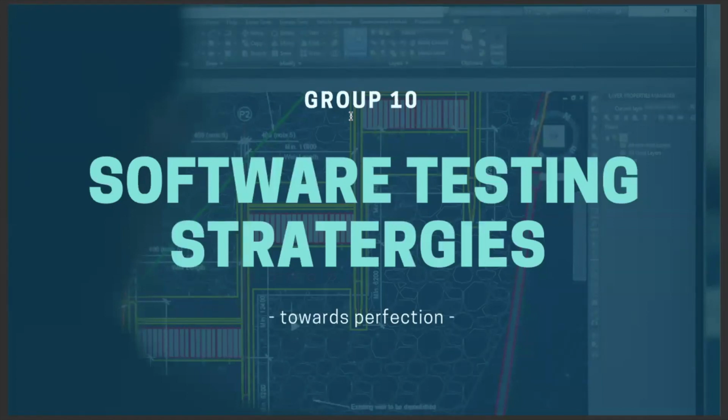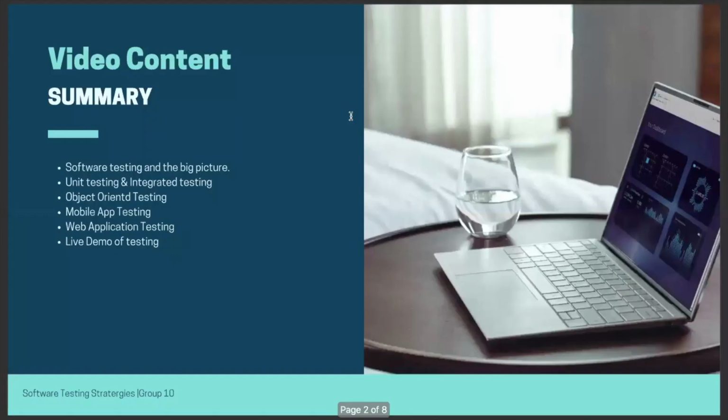We are from Group 10, and our topic for this video is software testing strategies. This is what the summary would look like, and at the end, we would be having a live demo of what testing looks like using Ruby on Rails, which is a back-end framework for our module.